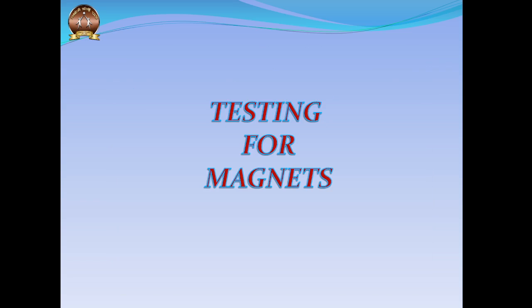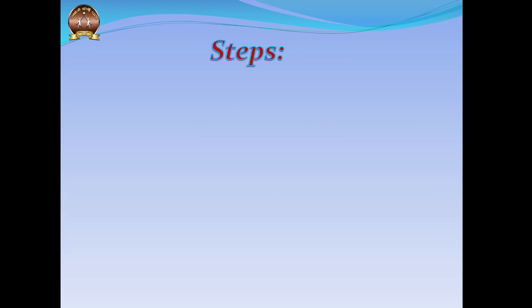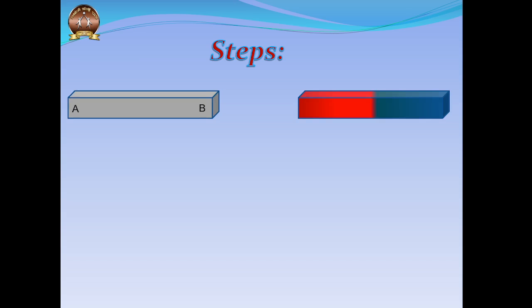So, testing for magnets. What if you have an iron bar? How can you see if it is simply an iron bar which is magnetic in nature, or whether it is actually a magnet which can attract other iron bars? Let's see how we can do this. How to identify if an iron bar is a magnet using another bar magnet. To conduct the test, you will always require another bar magnet, the north and south pole of which you know.